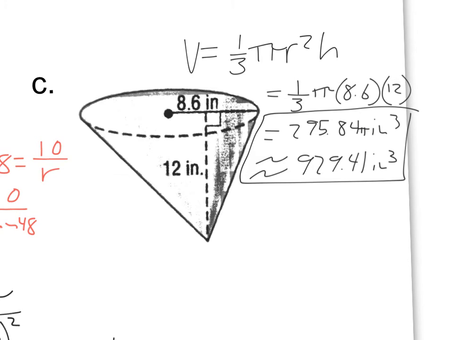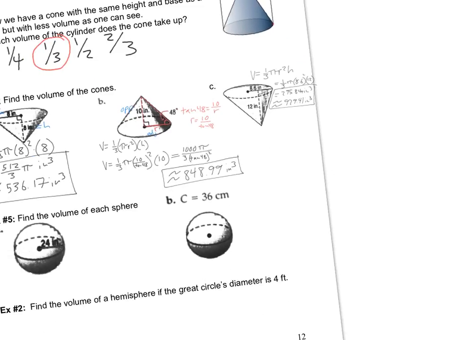Okay, even though it's kind of an oblique cone, right? It's not centered. All the same rules still apply. It's still 1/3 pi r squared times h, where r is 8.6 and the height is 12, and so you just plug that in. If you plug that in without multiplying the pi out, you get 295.84 pi cubic inches, and then if you multiply the pi out, you get approximately 929.41 cubic inches. So there we go. We found the volume of cones. Let's go on to the next thing here.